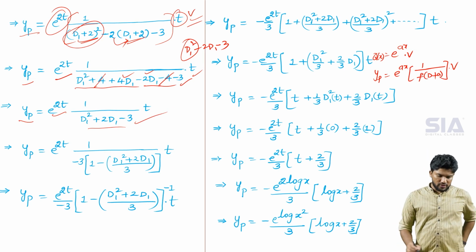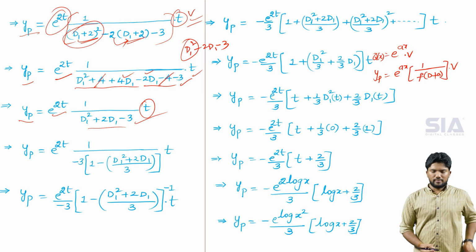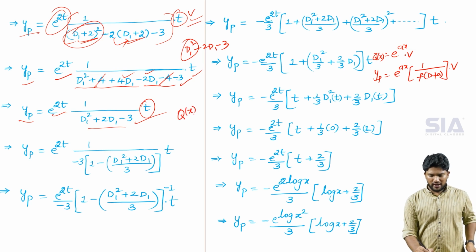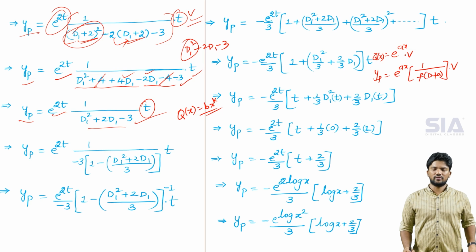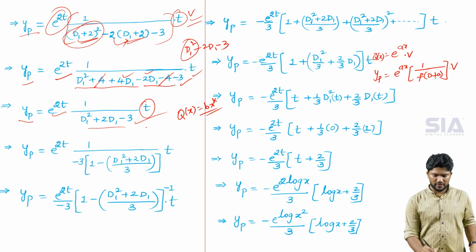Now it is again in the algebraic format, Q of x is equal to small b into x power k. So what is the b value? Here b is equal to 1, and x power k is equal to t power 1.